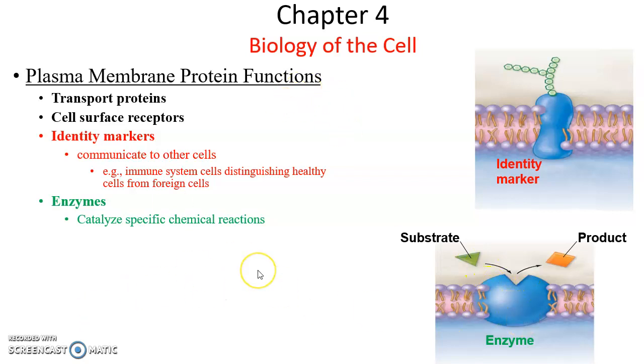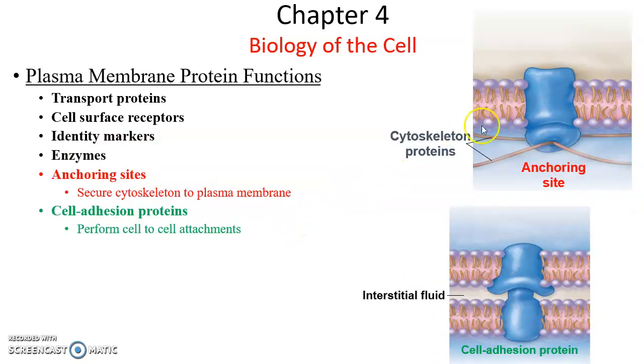Some proteins associated with the plasma membrane are enzymes. So they catalyze specific chemical reactions. Substrate comes in, product goes out. Some proteins associated with the plasma membrane are anchor sites. So they secure the cytoskeleton, so these long protein fibers attach to the anchor sites, attaching to the plasma membrane.